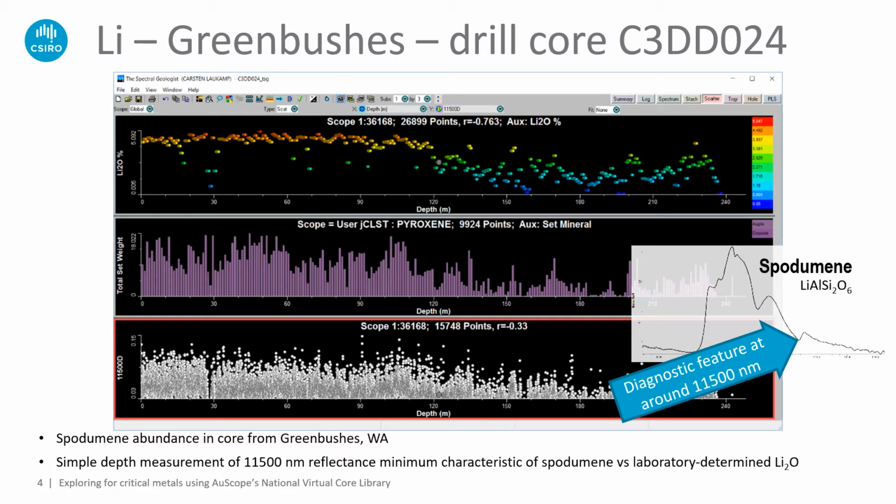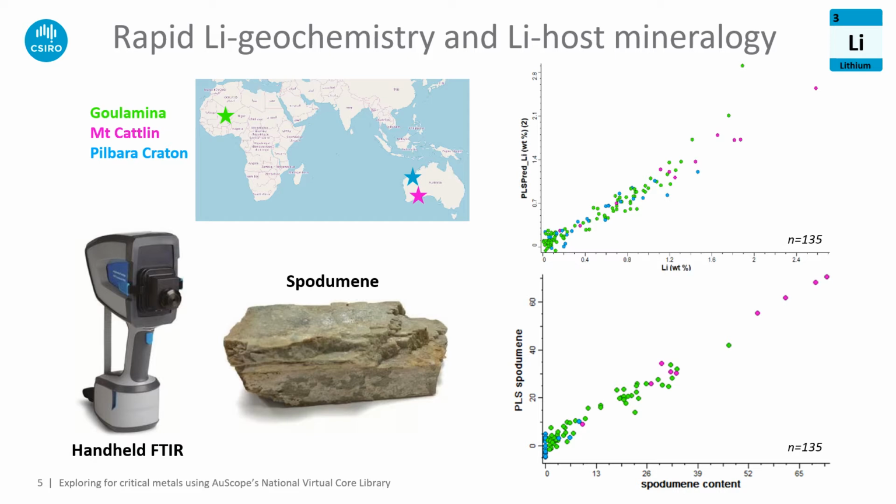We can see that the lithium content from geochemistry is very well correlated with the scripts that we applied and also with the automatic mineral matching shown in the middle diagram. We notice that there's a characteristic feature for spodumene in the thermal infrared that we can now use to track the spodumene not only in this HyLogger drill core dataset from the NVCL but in other datasets, such as when we are using handheld FTIRs.